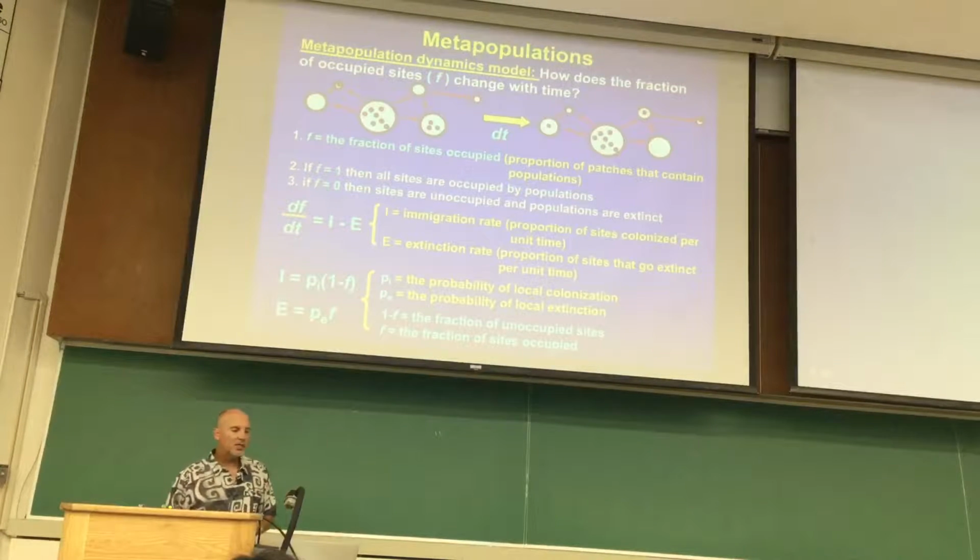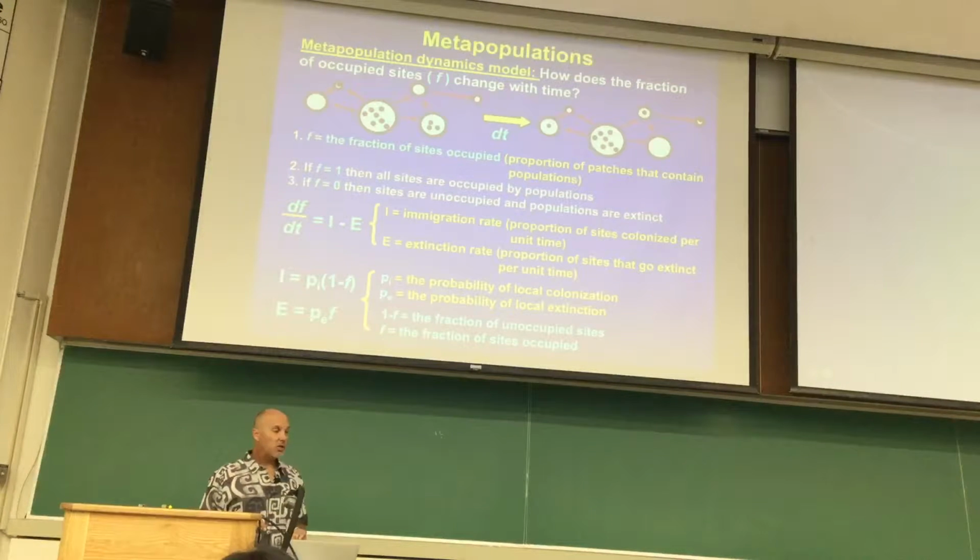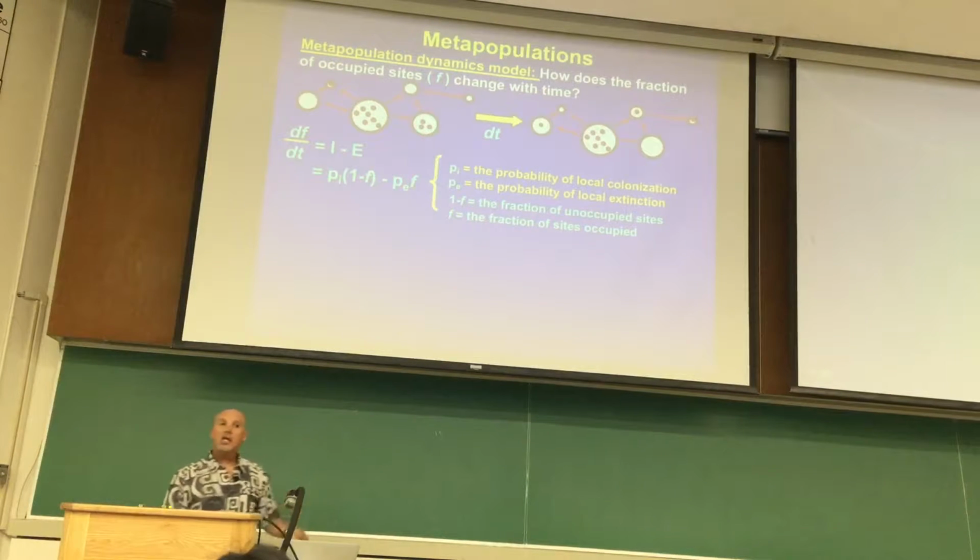So I is a function of P sub I times 1 minus F, where P sub I is the probability of local colonization, times 1 minus the fraction of sites occupied. The extinction rate is a function of P sub E, and that's the probability of the local extinction event times the fraction of sites occupied. So if we put that back together to create our equation, this is what we get. The change in the fraction of sites occupied per unit time is a function of the probability of colonization times the fraction of sites still available to be occupied, minus the probability of extinction times the fraction of sites that are occupied.